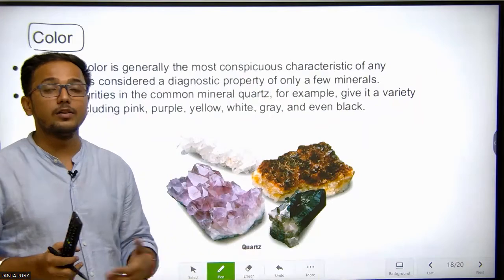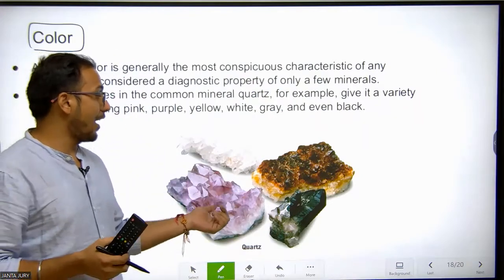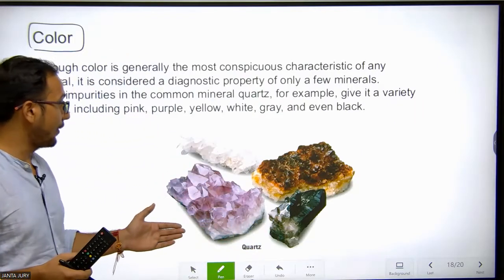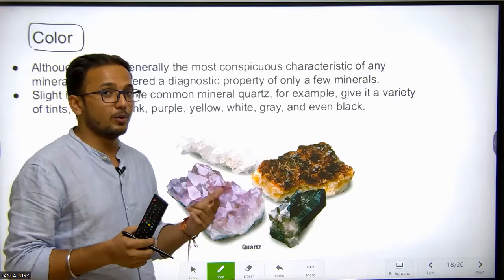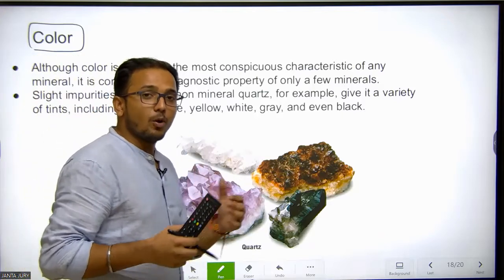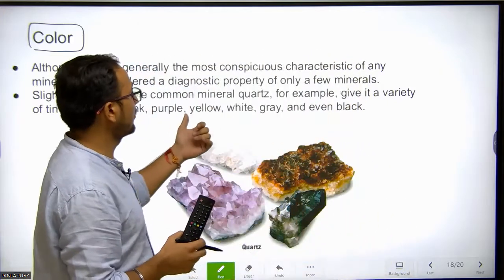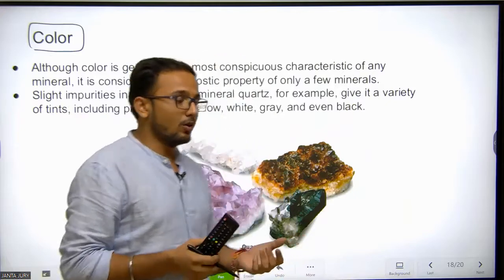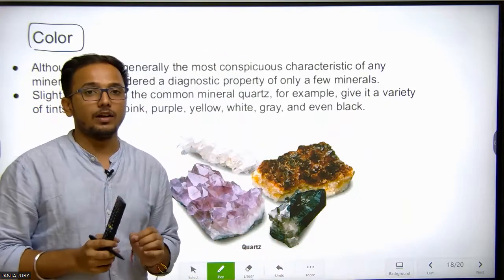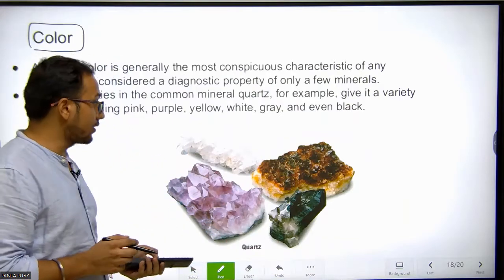Quartz has the ability to show different colors whenever it reacts with the atmosphere, for example when there is an ionic substance or a metallic reaction with the quartz. So it can show various colors like pink, blue, white. That's why color is considered an ambiguous property, diagnostic only for a few minerals. On the basis of color, we cannot identify the minerals exactly.